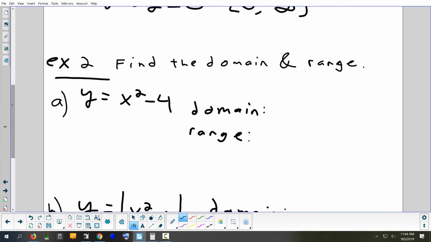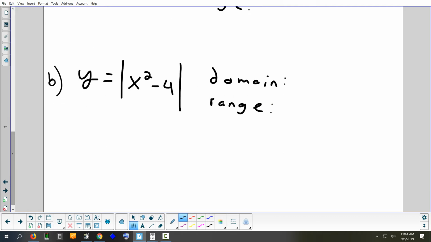Okay, so same directions, find the domain and the range. So the 2 things I said you got to be careful about with domain. You never want to take the square root of a negative. Are there any square roots in this problem? No. No square roots, so we don't have to worry about that. And you never want to divide by 0. Are there any fractions in this problem with variables in the bottom? Nope. So the 2 things I said to be careful of are not in this problem.